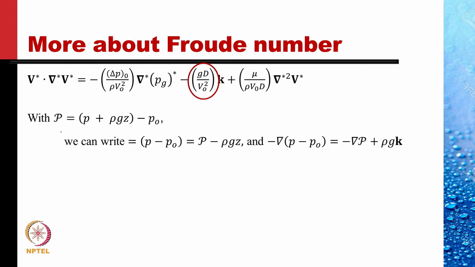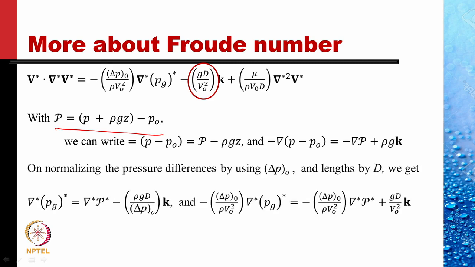With this value of script P, we can write P minus P naught as script P minus rho g z. And if we take the gradient of this with a negative sign, minus del of P minus P naught becomes minus del script P plus rho g k. On normalizing the pressure difference by using delta P naught and length by d, we get this equation. Now here you notice these two terms become this.